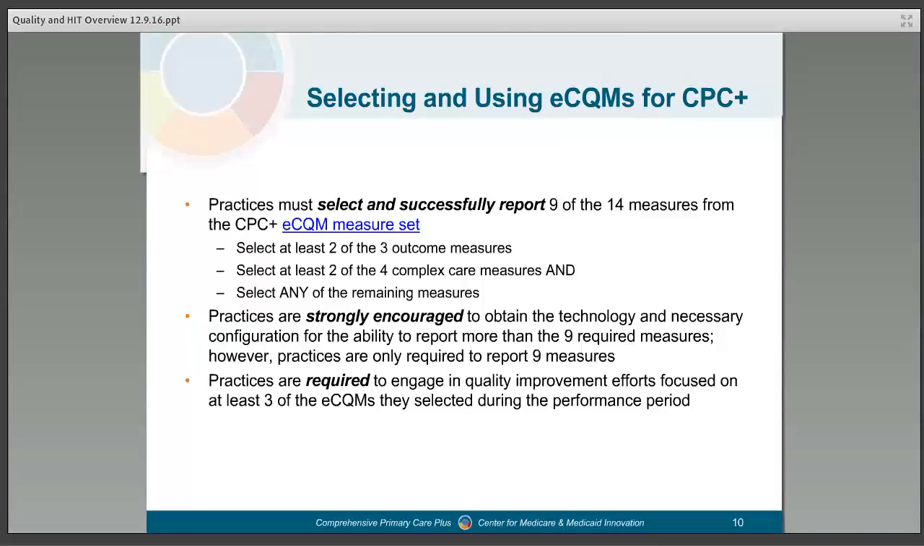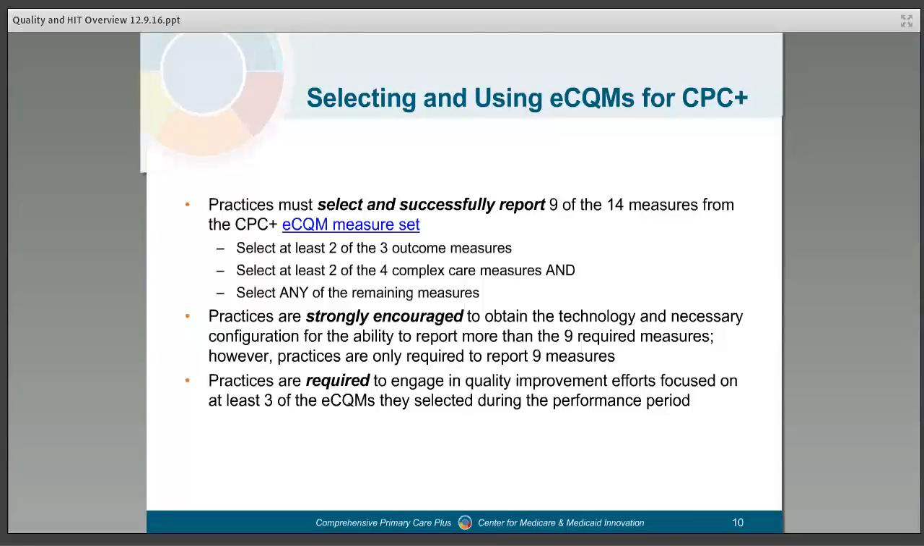So that adaptability we found from CPC is very important because so many changes occur in this realm, as you can imagine, because we're constantly learning more and more about what good quality of care means. So we want to strongly encourage you to obtain all 14 of these measures for your EHR so that you are adaptable moving forward throughout the 5 years of the model.